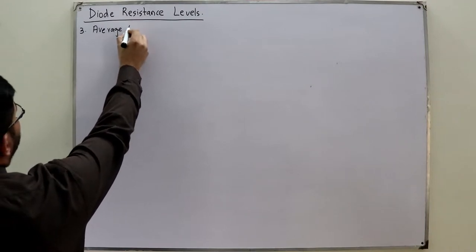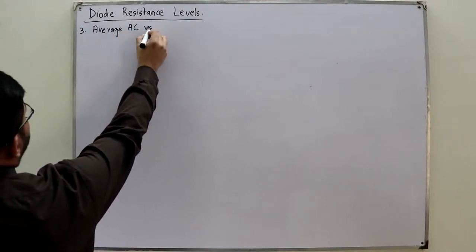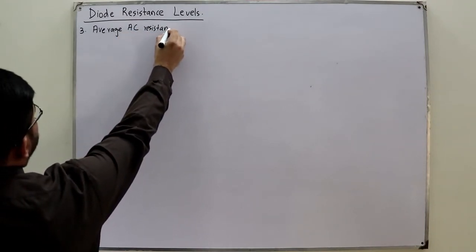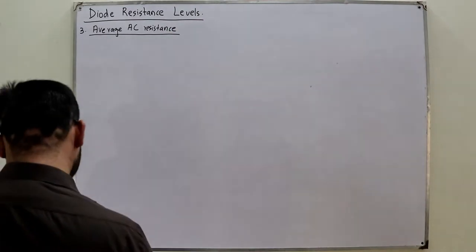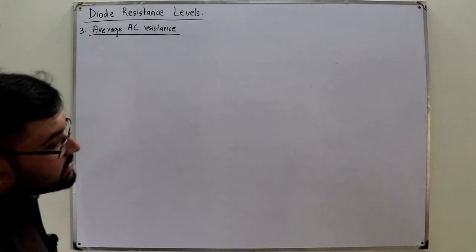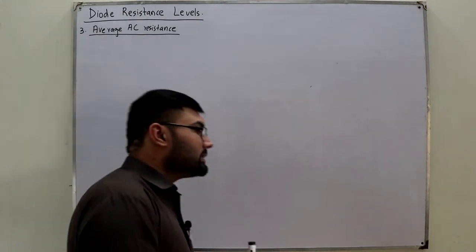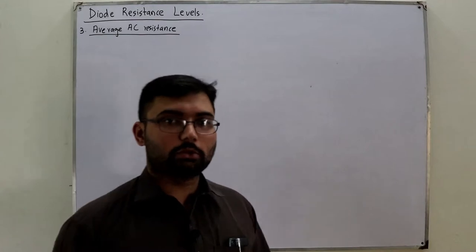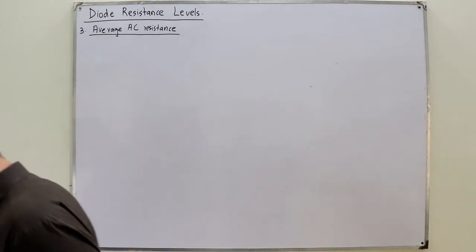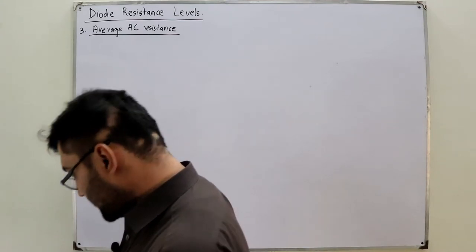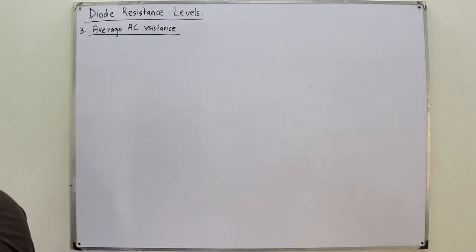Average AC resistance of a diode. So this has got some writing involved. Basically the concept is short, so I did not write it from the beginning, so that we could prolong the video a little bit. Anyways, where is the blue pin? So the blue mark, okay, here it is.